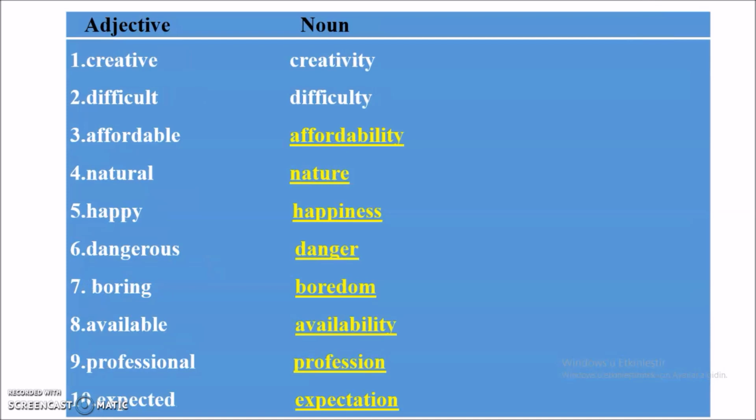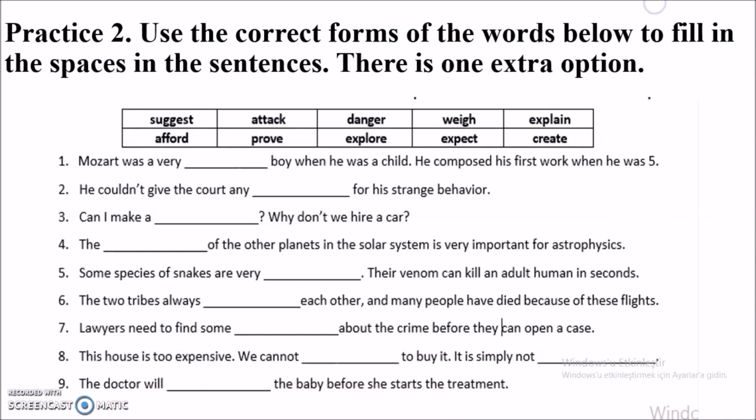And this is the last column in the chart. Now we have the adjectives and we will change them into nouns. Again, check your answers, please. And now, in practice 2, we are going to see how to use them in sentences in a meaningful way.